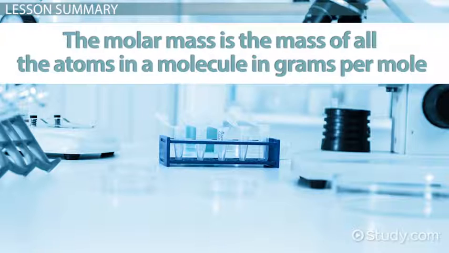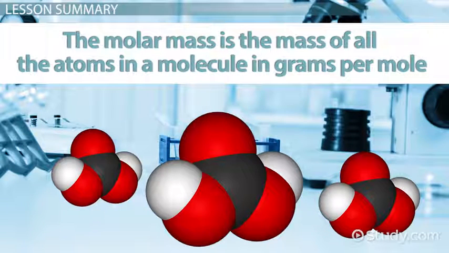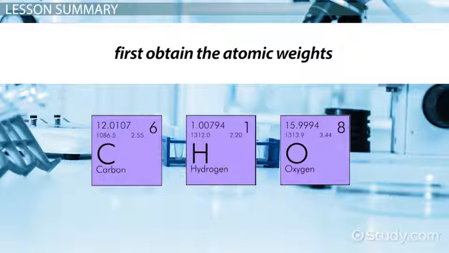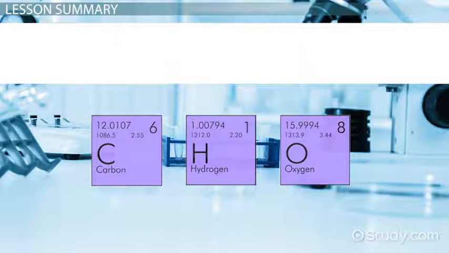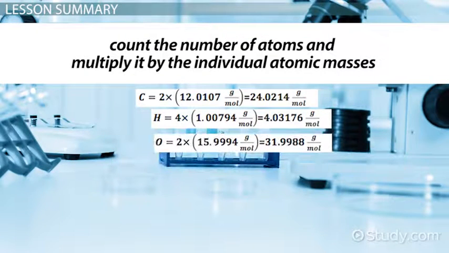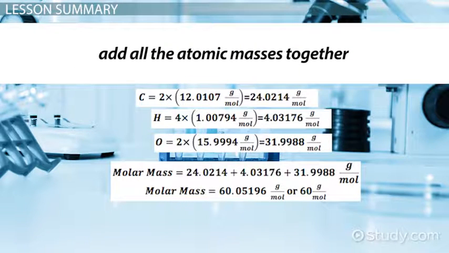The molar mass is the mass of all the atoms in a molecule in grams per mole. To calculate the molar mass of a molecule, we first obtain the atomic weights from the individual elements in a periodic table. We then count the number of atoms and multiply it by the individual atomic masses. Lastly, we add all the atomic masses together to get the molar mass.